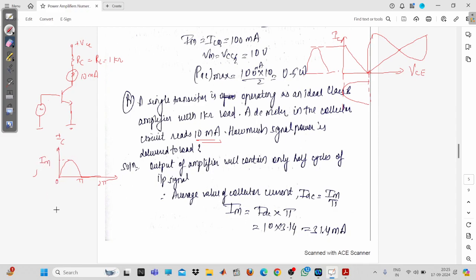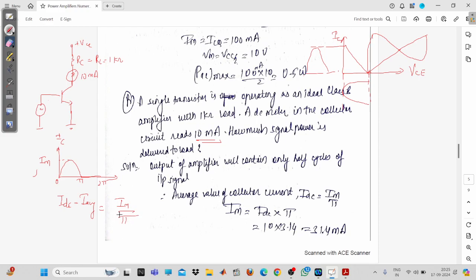Now, how to calculate the DC value? As you can see, this waveform is a DC only, because you are obtaining the waveform only in one direction. So this is the DC value, or you can say the average value. How are you going to calculate it? I think this is already discussed in the rectifier part. So this is Im upon pi.